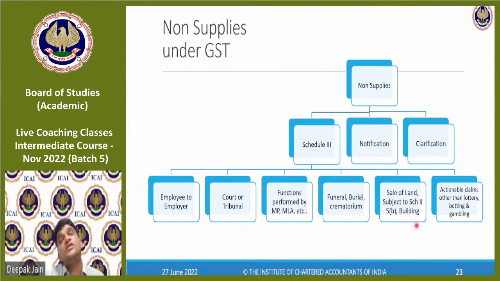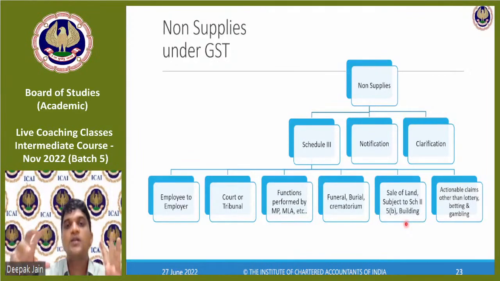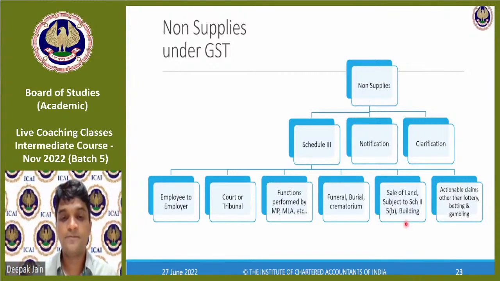In Schedule 2, if you see, it says construction activities and construction of building services. So construction services, building services are liable to GST, but sale of land is not liable to GST. Land is an immovable property, so GST cannot be levied on that. Sale of land is outside GST, but construction of a building is liable to GST because construction services involve a lot of other activities, right? So that's why for construction of a building, GST is liable, but on land, GST is not liable.